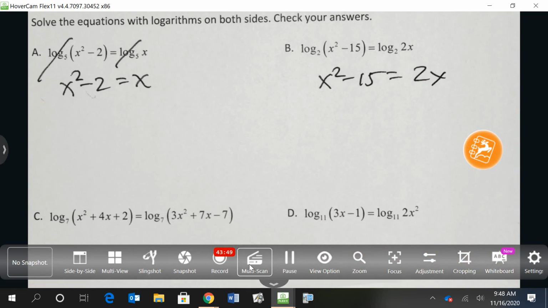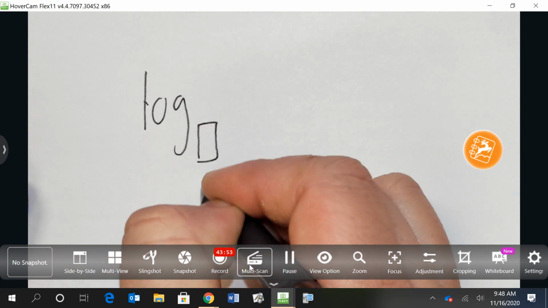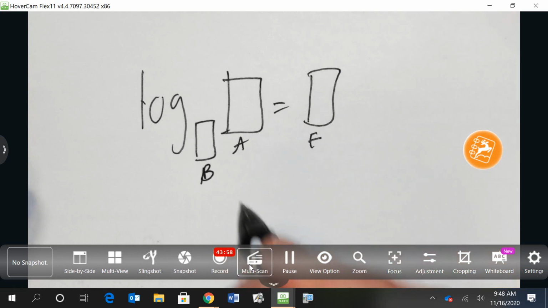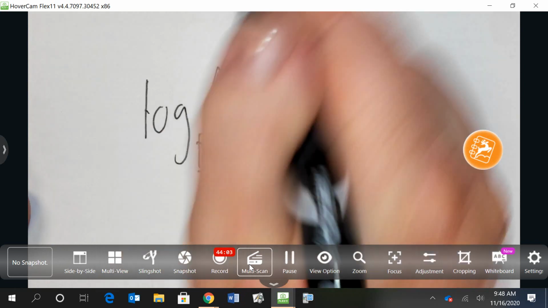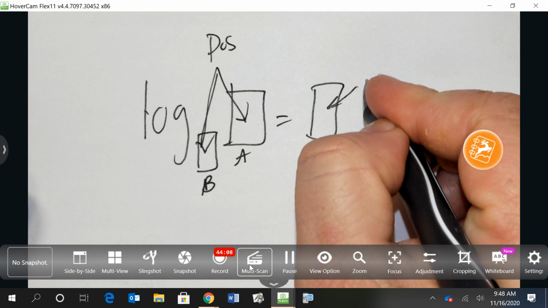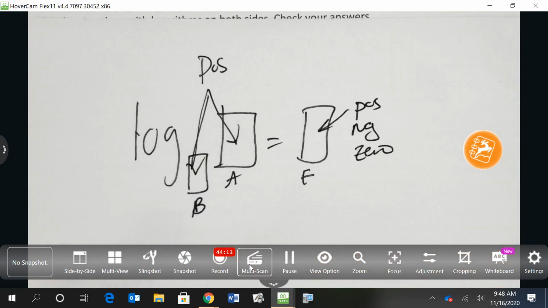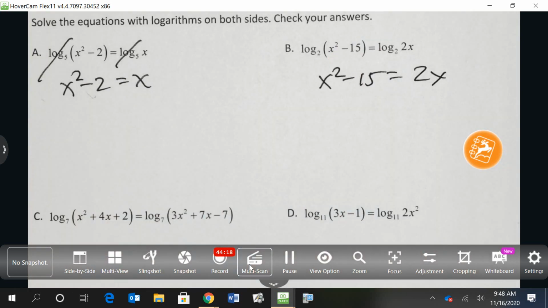But before we do that, we have to talk one more time about logs. I spoke today about this being the base, this being the answer, and this being the exponent. And I said the base and the answer will always be positive. The exponent can be positive, it can be negative, or it can be equal to 0. Keep that in mind today. So when it says check your answers, it means that there could be extraneous solutions, and we have to know that rule about what can be positive and what can be negative.